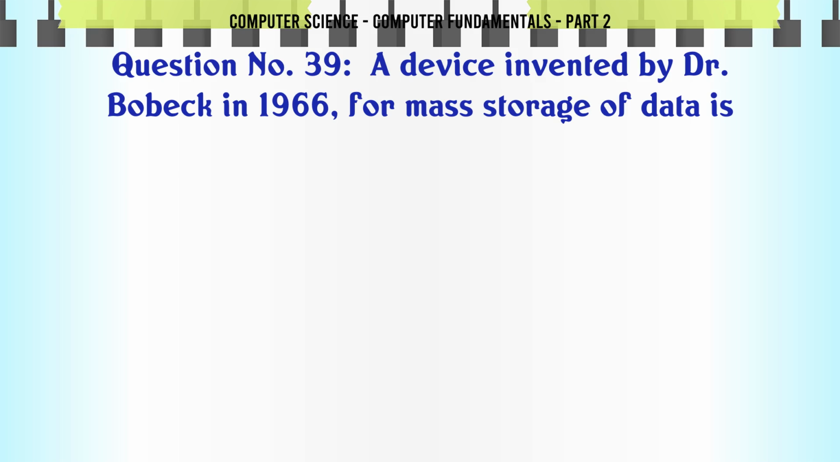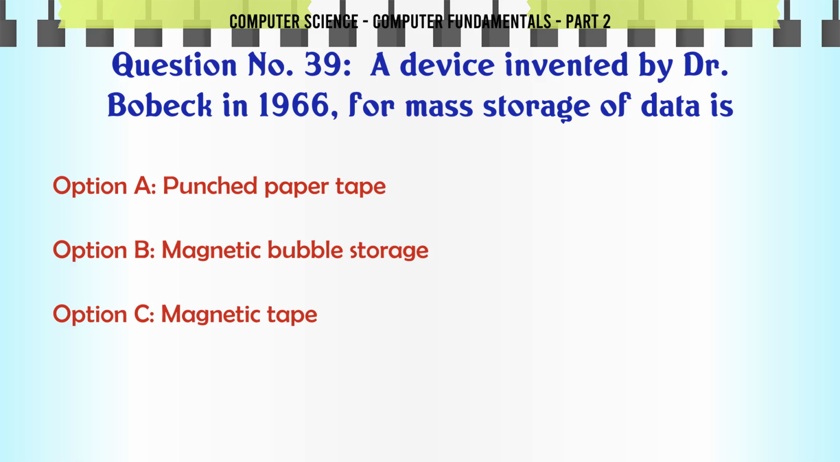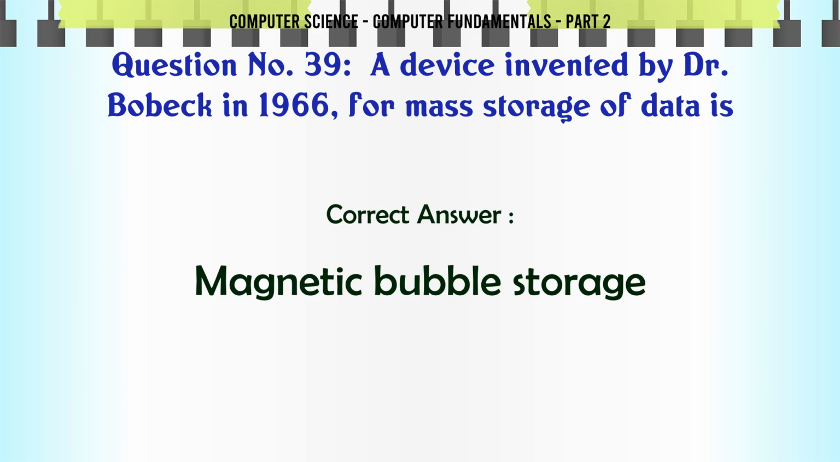A device invented by Dr. Bobeck in 1966 for mass storage of data is A. Punched paper tape, B. Magnetic bubble storage, C. Magnetic tape, D. Magnetic disk. The correct answer is magnetic bubble storage.